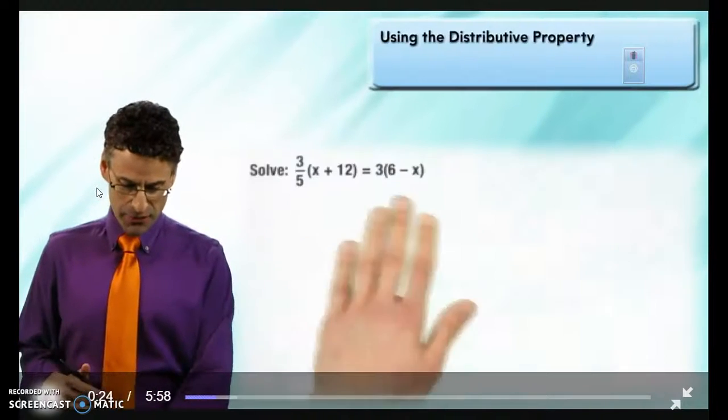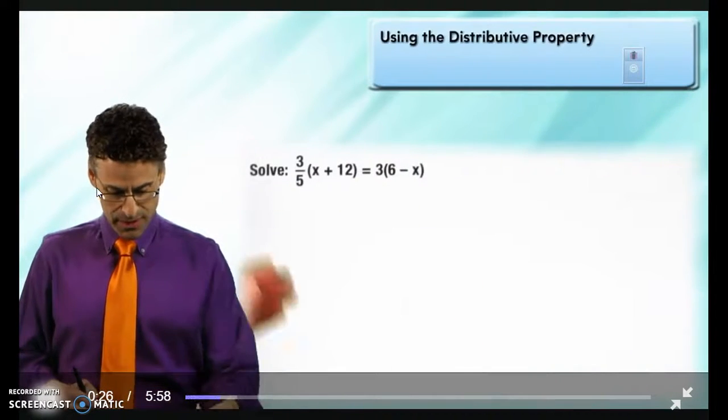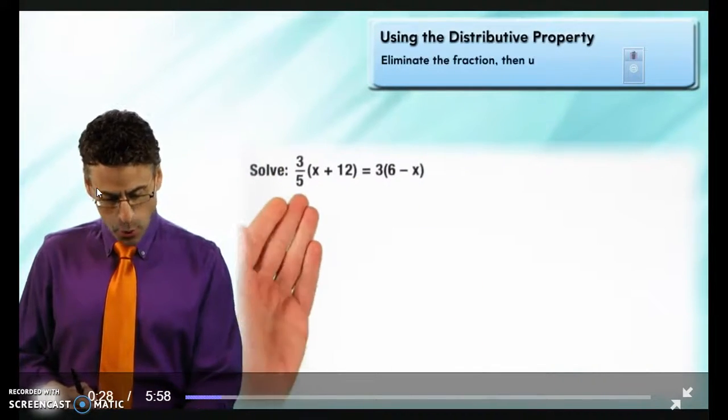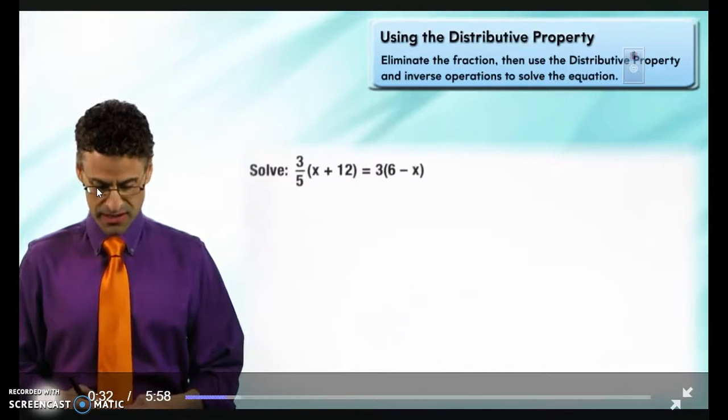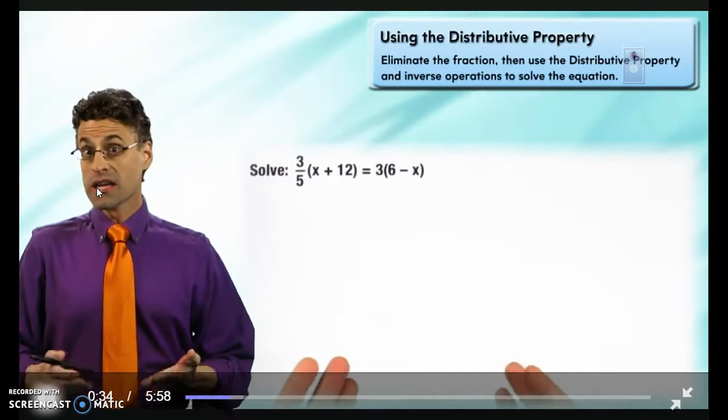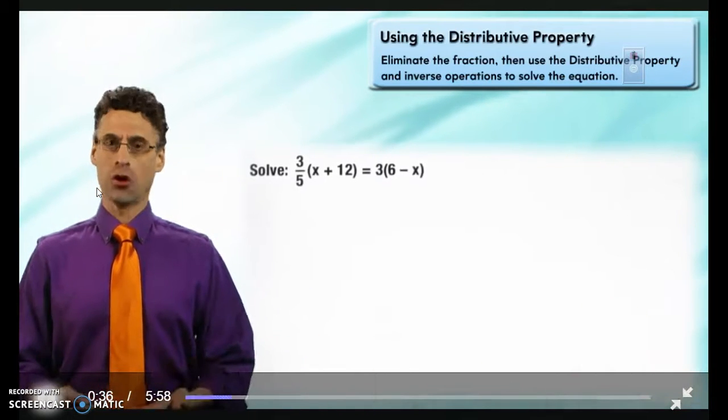We've seen the distributive laws lots and lots of times, but now I want us to look at it together in an equation where, to solve for x, we're going to use some really cool distributive laws. Let's check out a wonderful example. So I want us to solve for x, and check out this equation. 3/5 times the quantity x plus 12 equals 3 times the quantity 6 minus x. So here's the challenge. How do you untangle all of that?